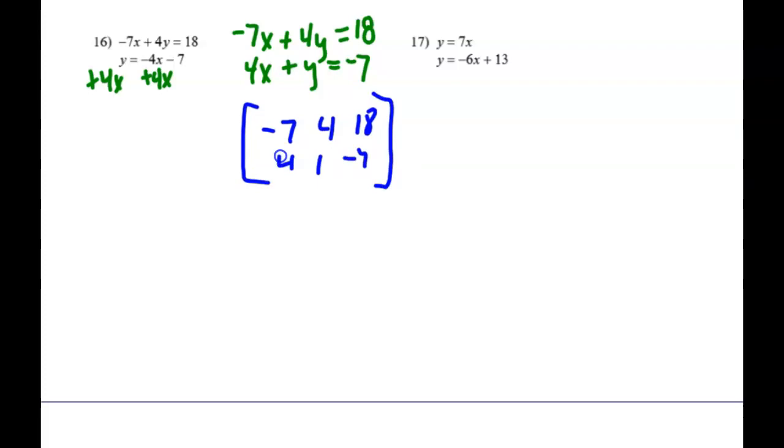This seems kind of pointless right now. Tomorrow we're going to learn how to put these in our calculator, and it's going to solve the system for you. It's going to be magic. It's going to tell you exactly what x and y are, where those two lines intersect, okay?